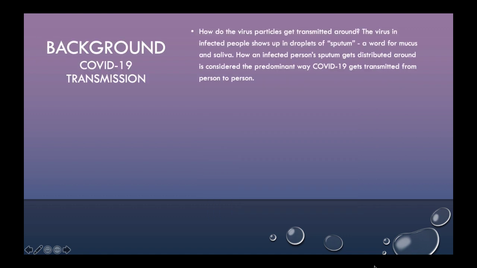How do the virus particles get transmitted around? The virus in infected people shows up in droplets of sputum, the word for mucus and saliva. How an infected person's sputum gets distributed around is considered the predominant way COVID-19 gets transmitted from person to person.